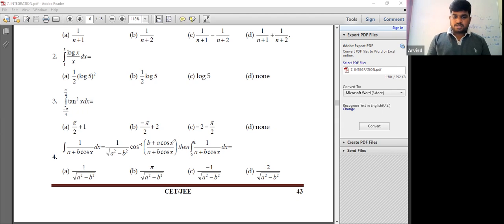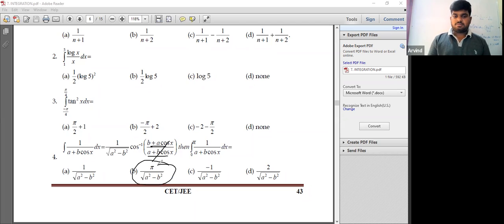For the lower limit, you have to put x equal to 0. Cos 0 is 1. Numerator will become b plus a, denominator will also become b plus a. Both cancel, 1. So cos inverse 1 is 0. So 0 into anything is 0. So when you apply the lower limit, you get a complete 0. When you apply the upper limit, you get pi divided by root of a square minus b square.